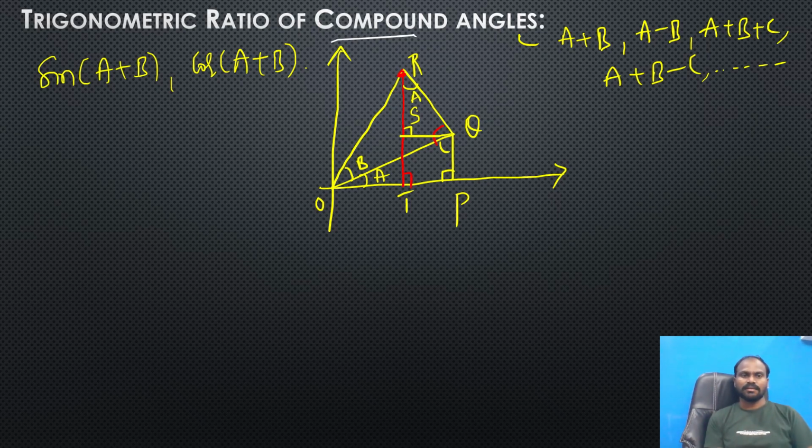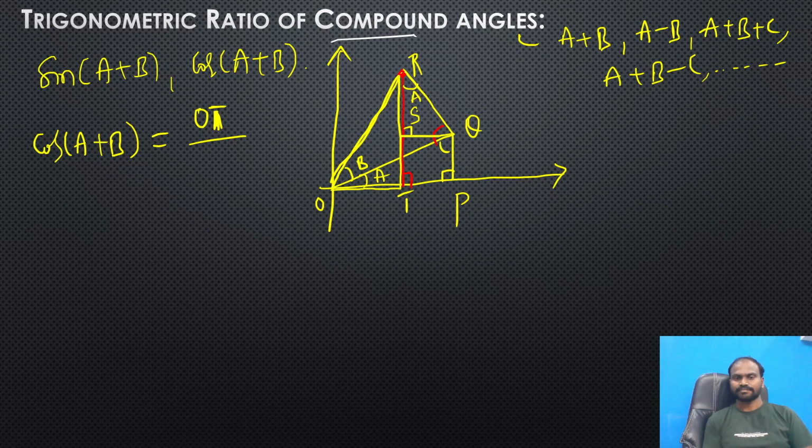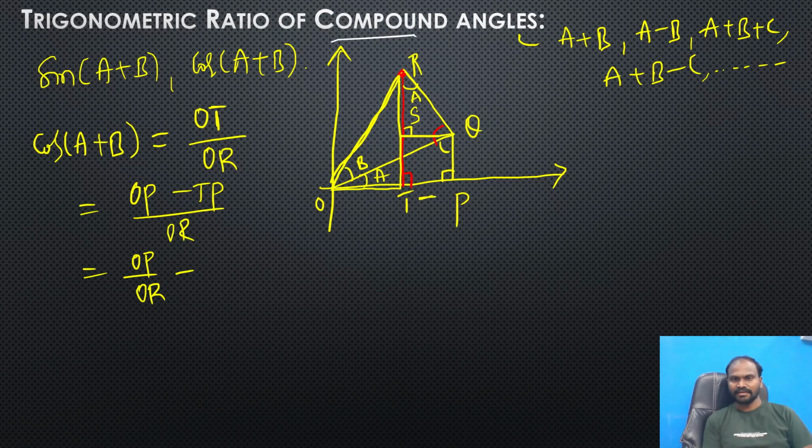Now for example I will discuss cos of A plus B from this figure. So where is A plus B? In the triangle RTO you can see A plus B. So what is the cos formula? Adjacent by hypotenuse. So OT by OR. That OT I will write as OP minus TP by OR. So OP by OR, and in place of TP I can write SQ, so SQ by OR.